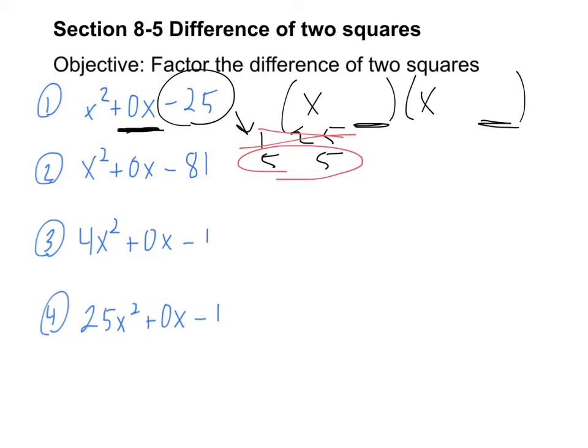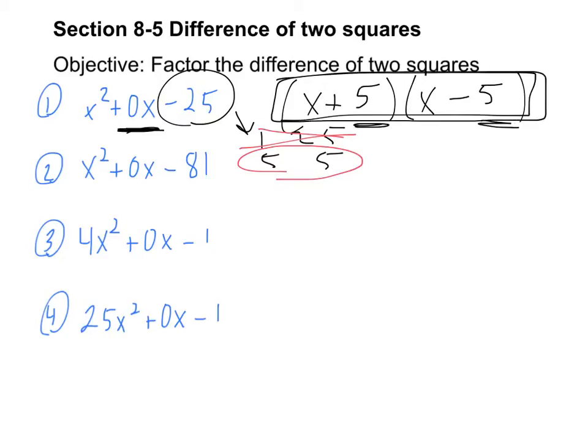Absolutely. One needs to be what? The other needs to be what? You guessed it. Plus 5, minus 5. This, ladies and gentlemen, is the difference of perfect squares. And why is it called difference of perfect squares? Well, look. You have 0x in the middle, so the outside and the inside terms cancel each other out. And if you look on the board, 25, 81, 4, 25, those are examples of, you guessed it again, perfect squares.